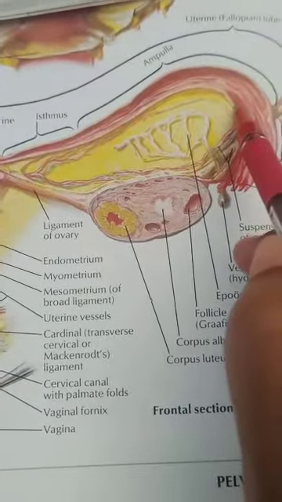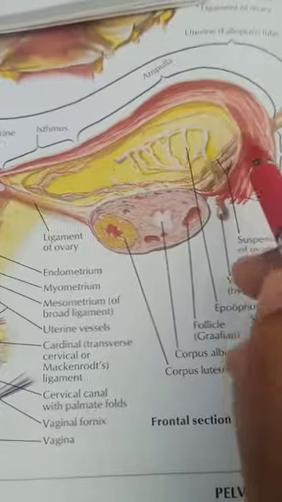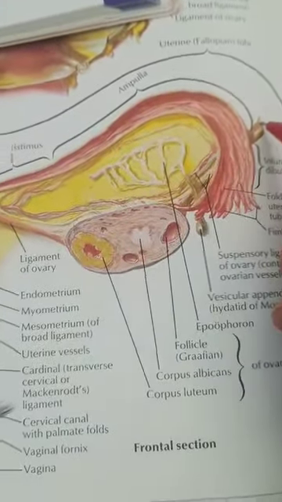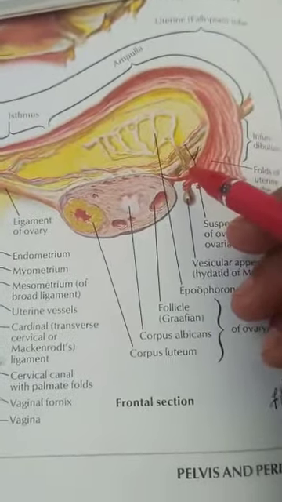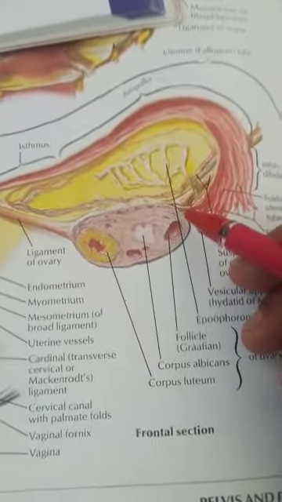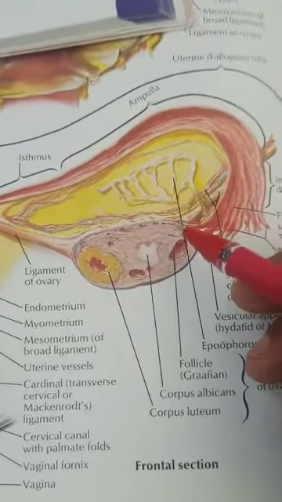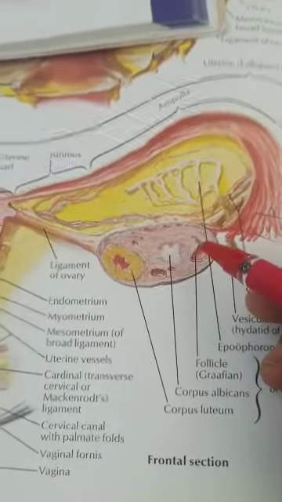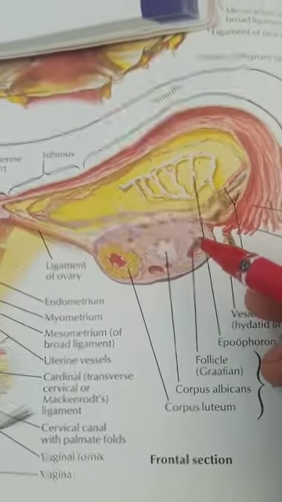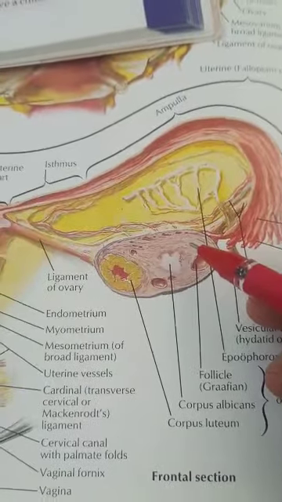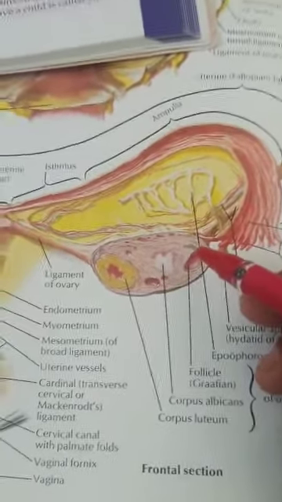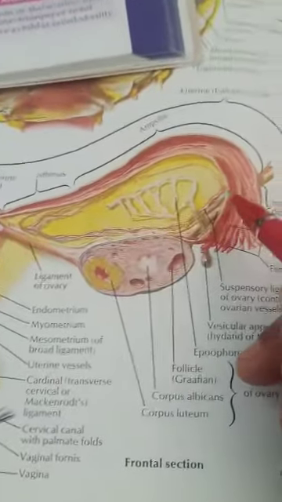Lymphatic drainage: it drains into the lateral aortic and pre-aortic lymph nodes. Okay. Then some lymphatics will drain into the superficial inguinal lymph nodes also. Then nerve supply: sympathetic from the T10 to L2 segments, and parasympathetic from the vagus. And also splanchnic nerves from S2 to S4 segments. That is the nerve supply.